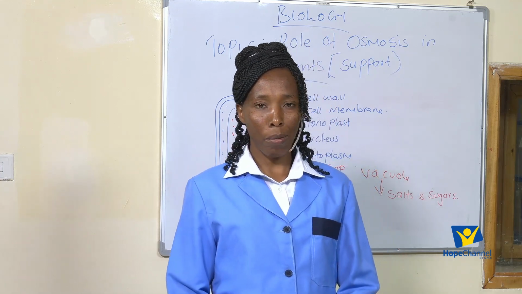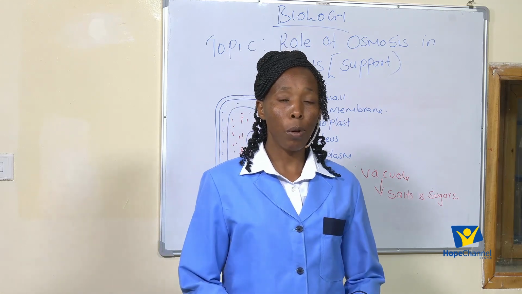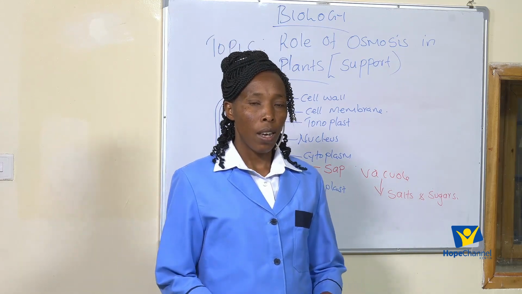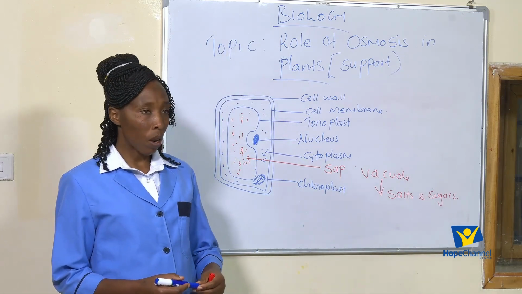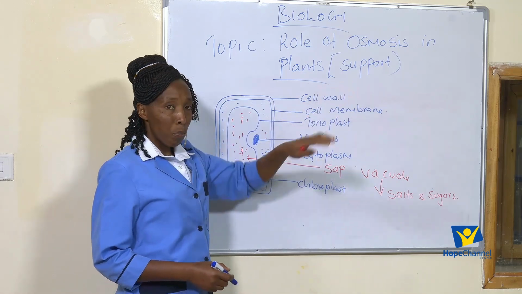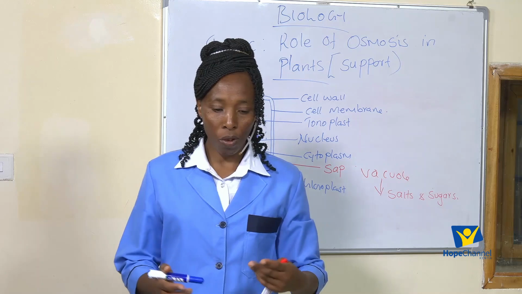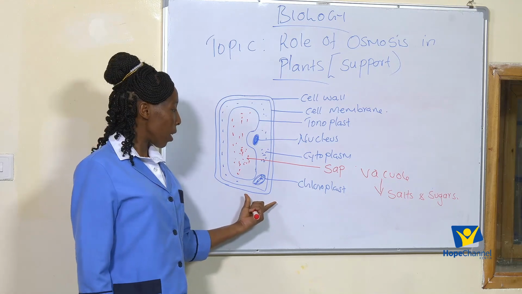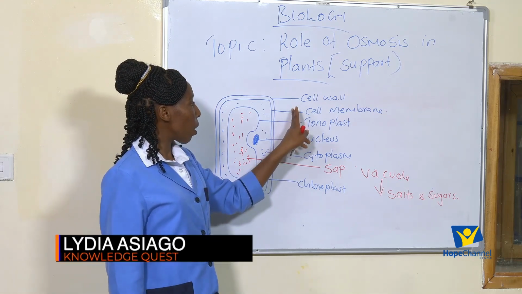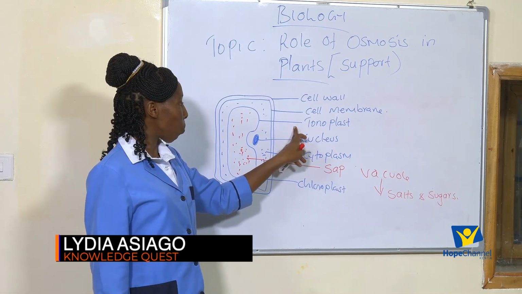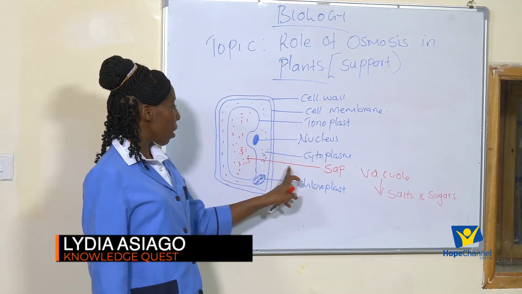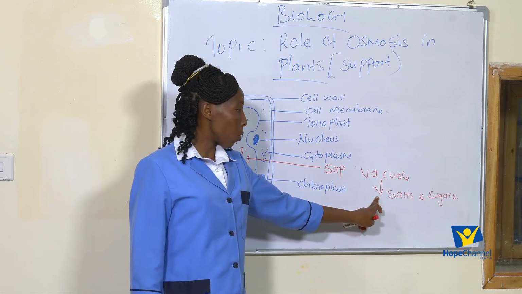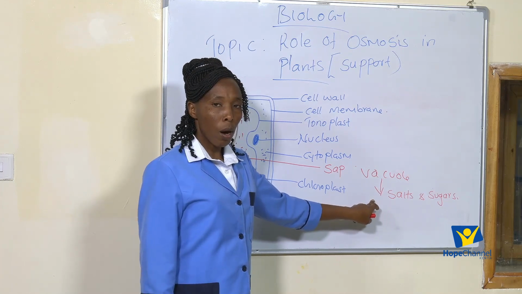Dear student, welcome back. Before we went for a break, we were discussing osmosis, and we said that in plants, osmosis plays a role in support. Now we realize that in a plant cell, just as I've drawn it here, a plant cell has the cell wall, has the cell membrane, has the tonoplast. Then, of course, we have the nucleus, we have the cytoplasm, the sap vacuole. And our interest for today's lesson, we are going to concentrate on the sap vacuole.